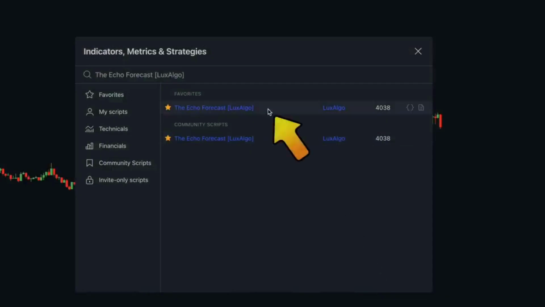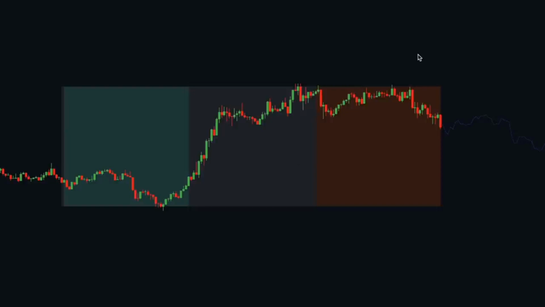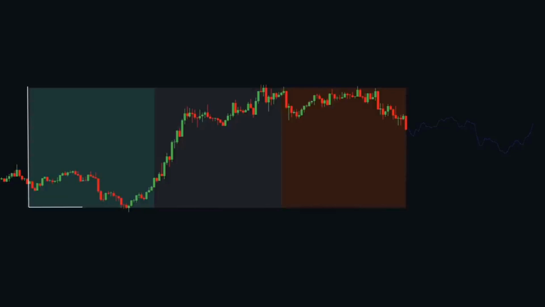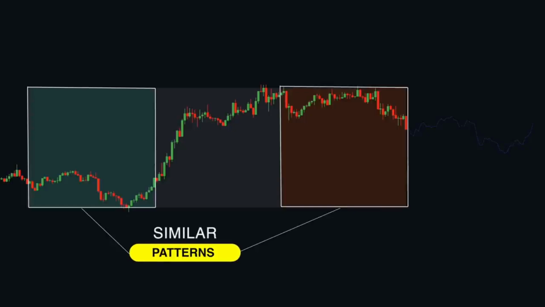The Echo Forecast by Lux Algo is a smart and well-designed TradingView indicator created for forecasting future market trends. These tools employ a unique time series forecasting method named Echo, which leverages the similarity between recent price movements and historical price patterns. The core assumption of the Echo forecast is that the future prices can be estimated by identifying historical observations most similar to recent price variations quantified using correlation coefficient.